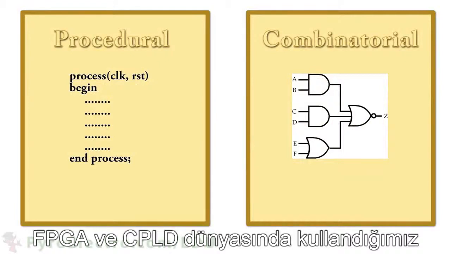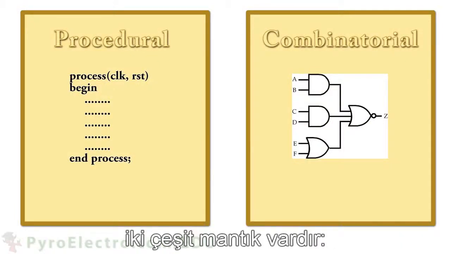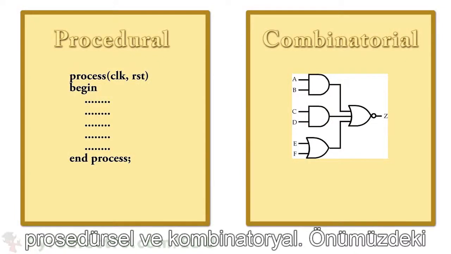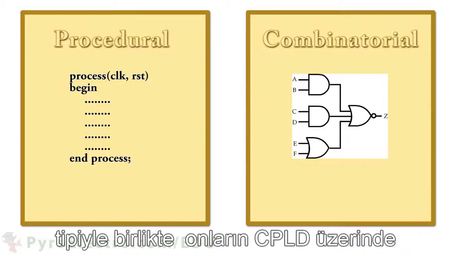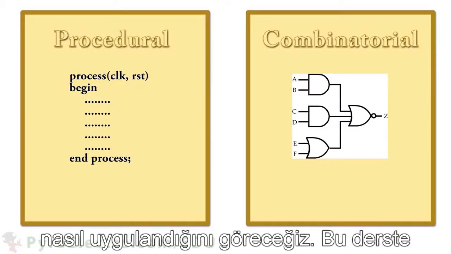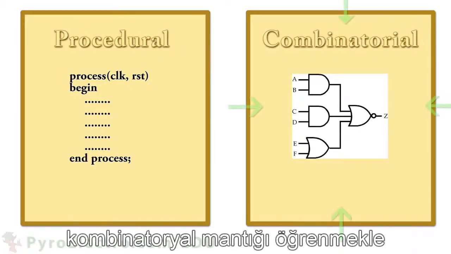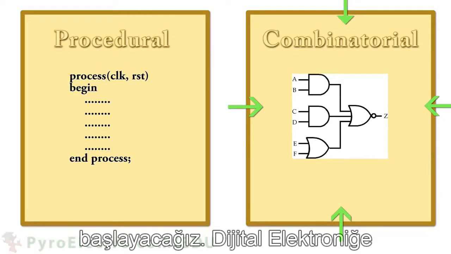In the world of CPLD and FPGA, there are two types of logic that we use, procedural and combinatorial. Over the next two lessons, we will explore what these two types of logic are and how to implement them in a CPLD. In this lesson, we'll start by learning about combinatorial logic.